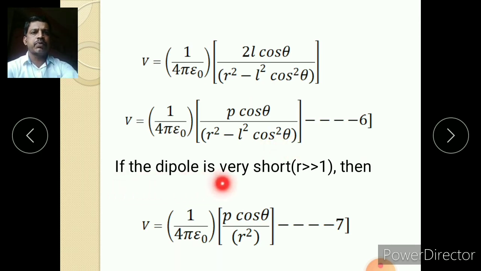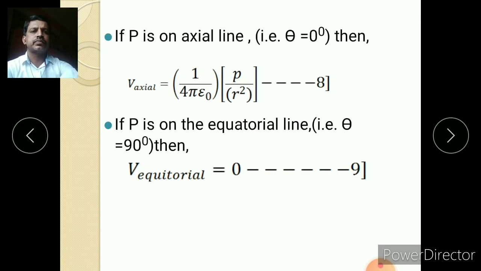If the dipole is very short, that is r is much greater than L, then you will get V is equal to 1 upon 4 pi epsilon 0 P cos theta upon r square. If P is on the axial line, that is theta equal to 0, then V axial is equal to 1 upon 4 pi epsilon 0 P upon r square. If P is on the equatorial line, that is theta equal to 90 degrees, then V equatorial is 0. That is, the potential at the equator is 0.